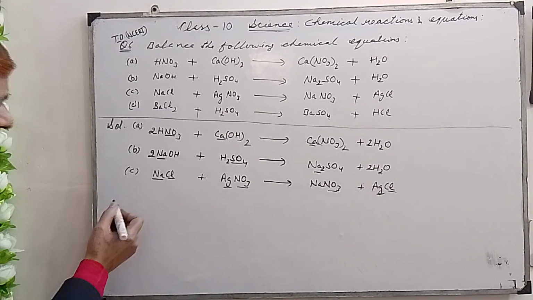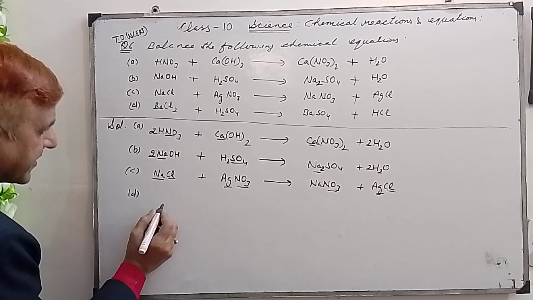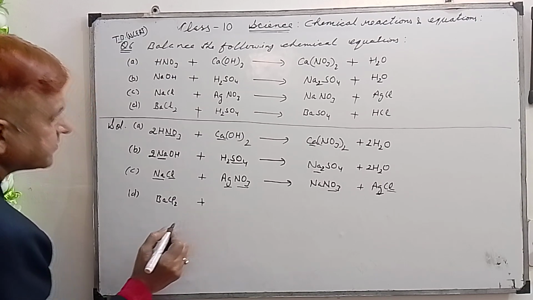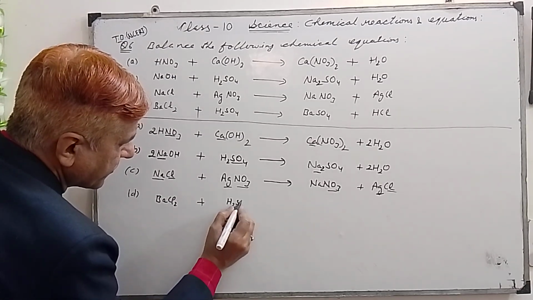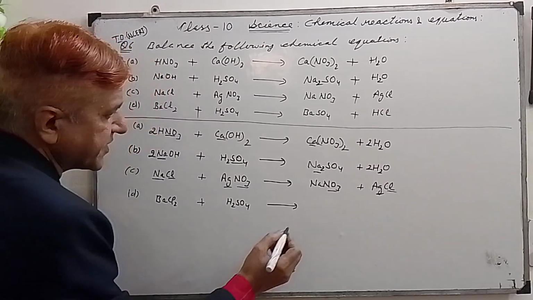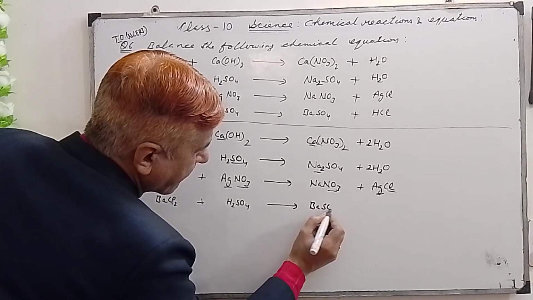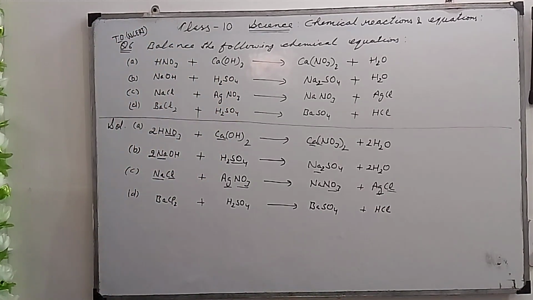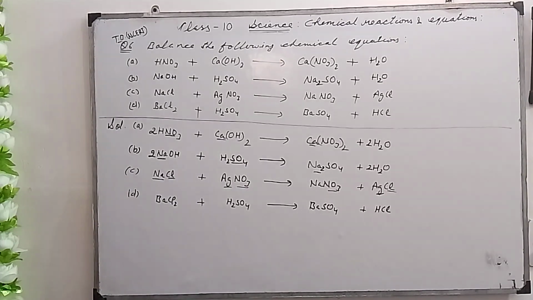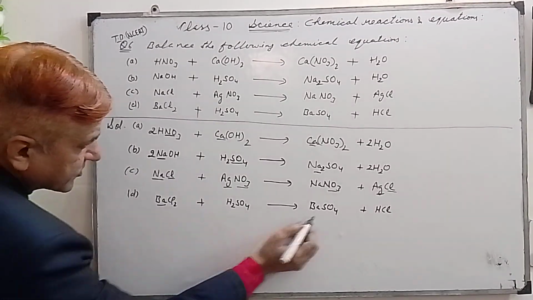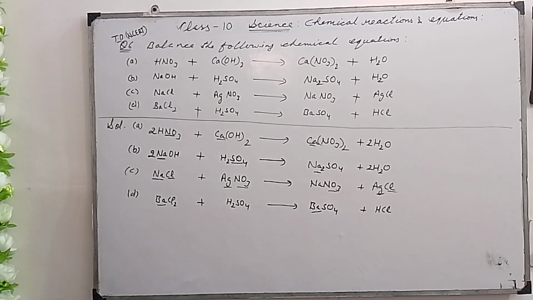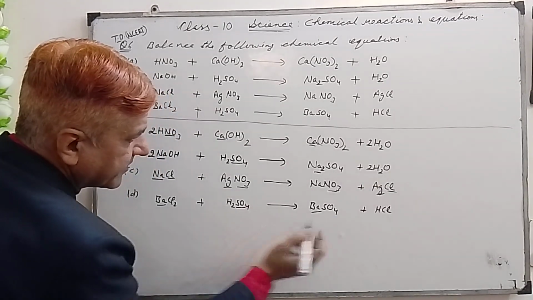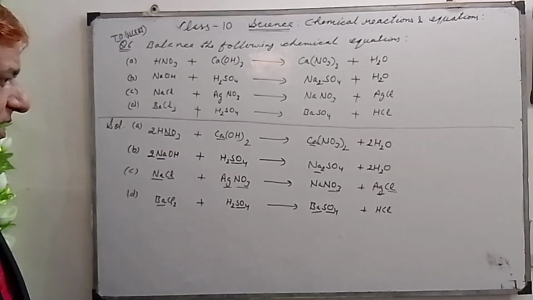So then come to the fourth equation: barium chloride plus sulfuric acid H2SO4 is equal to barium sulfate plus HCl, hydrochloric acid. So again here we have the barium atom, which is metal. So barium is already balanced. Then we will balance the sulfate group. One sulfate, one sulfate. Sulfate is also balanced.